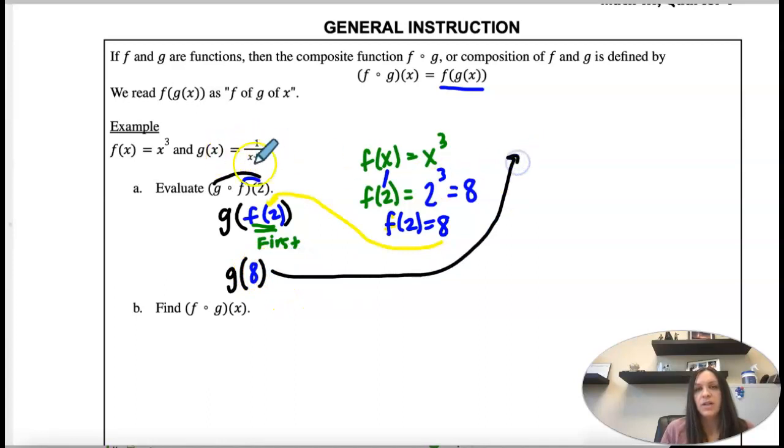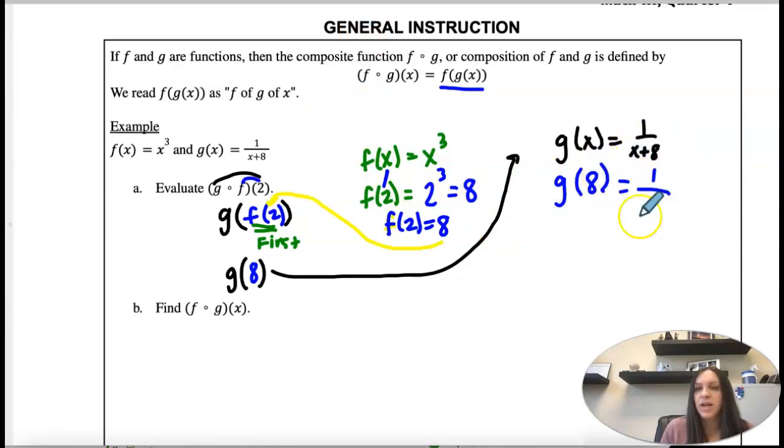And same thing, we need to start with g of x. So find that function. And we're going to replace the x with 8. So it'd be 1 over x, which we're evaluating at 8. 8 plus 8 is 16. And we're down to our final value. This would be our final answer.